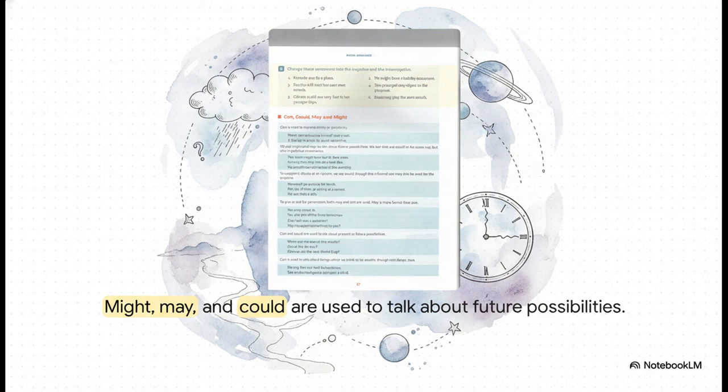But what about the future? You know, when we're not 100% sure what's going to happen. That's where might, may, and could come in handy. Saying we could have rain doesn't guarantee it's going to pour, it just opens up the possibility. It's the perfect tool for talking about a future that's, well, a little fuzzy.